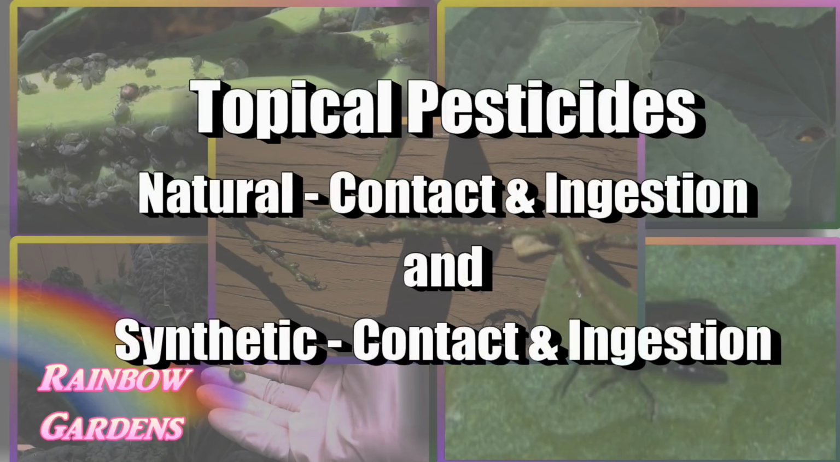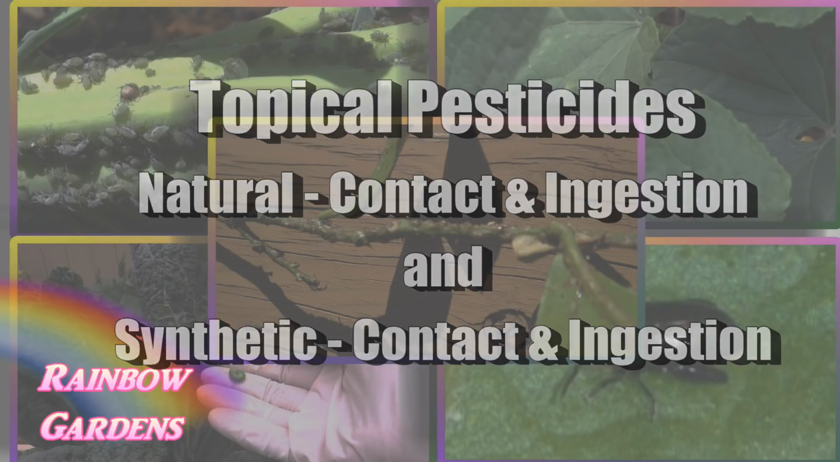So just because something is labeled a pesticide does not mean that it is a chemical. There are natural organic pesticides that are contact and ingestion. There are also synthetic chemical pesticides which work through contact and ingestion. So I will show you options for both so that you can adapt it to your gardening practices.